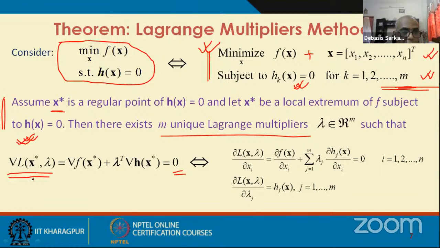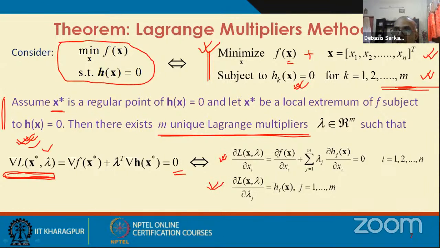Now, this condition states that the gradient of the Lagrangian is equal to 0. Now, the Lagrangian function is not only a function of decision variables, but the Lagrangian is also a function of these Lagrange multipliers, x and lambda. So the gradient of the Lagrangian needs to be evaluated as del L del x as well as del L del lambda.